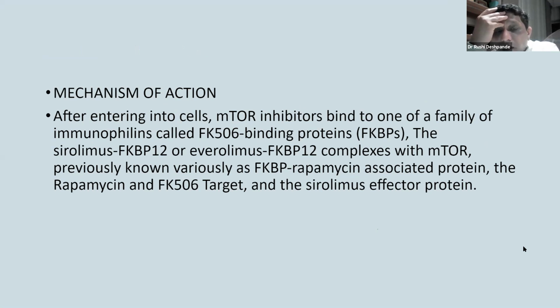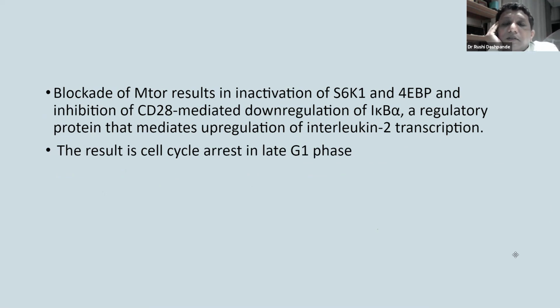So if you remember the same figure, between signal 2 and signal 3, and after signal 3 also, there was this target of rapamycin, which is important for cell proliferation and division. So mTOR binds to one of the family of the immunophilins called FK506 binding proteins. The sirolimus-FK binding protein or the everolimus-FK binding protein complexes with the mTOR, which then blocks protein synthesis effectively.